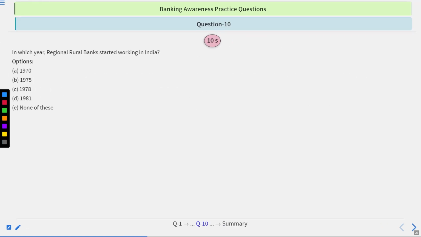Next question, question number 10. Which year regional rural banks started working in India? 1970, 1975, 1978, 1981, none of these. To answer this, you will have 10 seconds and your time starts now. Okay, the time's up.